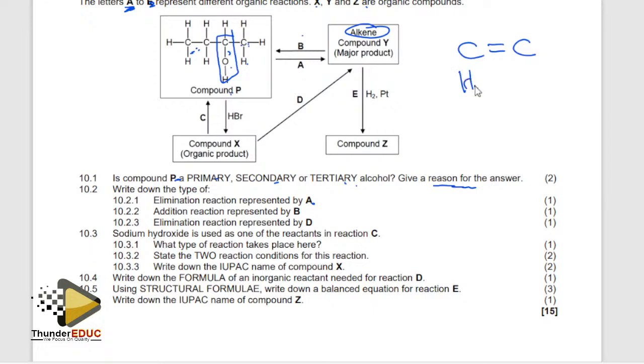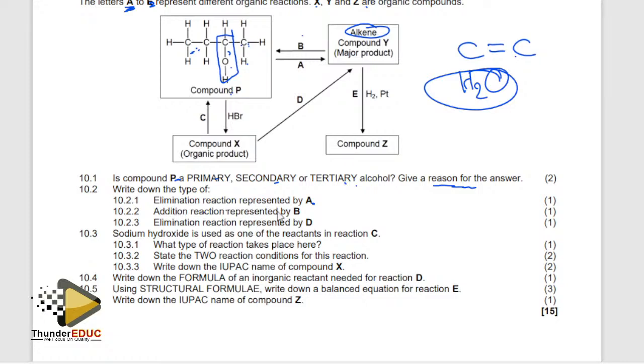Because we are removing water, going from alcohol to alkene, that type of elimination is dehydration. If we were adding water, then it would have been hydration. But because you are removing water, it becomes a dehydration reaction.